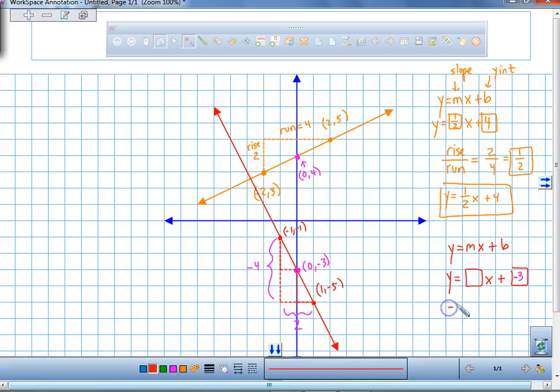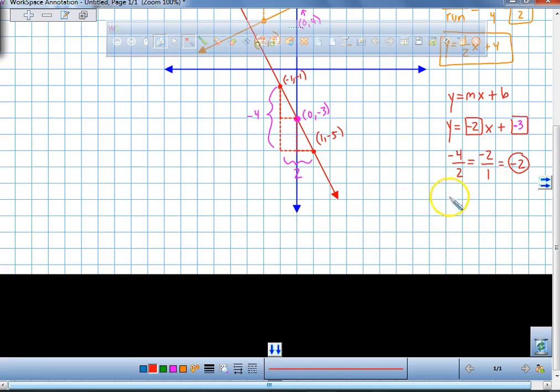So if I go down 4 and over 2, that's equal to -2 over 1. But what would I put in the box? I wouldn't put -2 over 1. I just put a -2 right here. All right. So what would be my final answer if I had to write it? I'd write y equals -2x and then -3. That's how you would write it if you had to fill in the blank and write an equation in slope-intercept form.